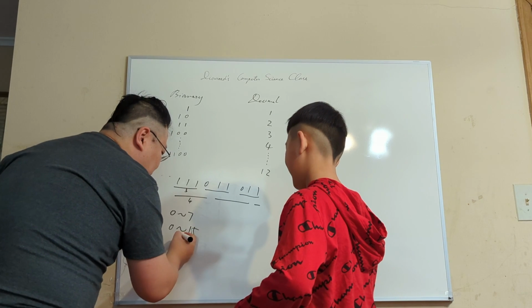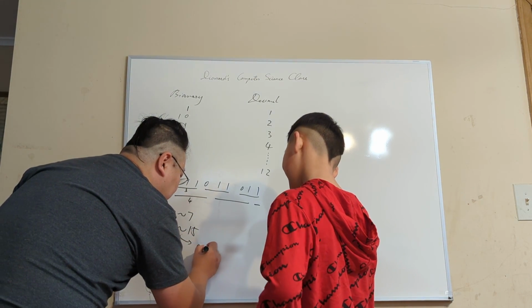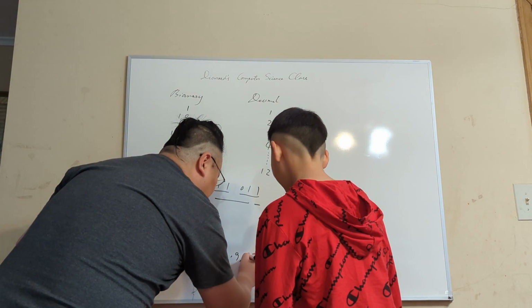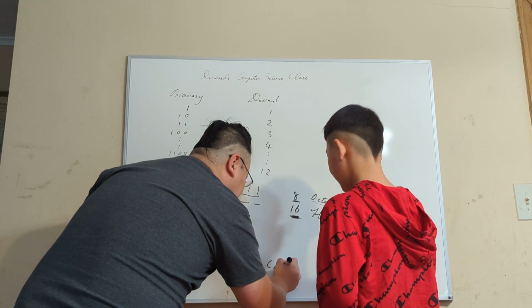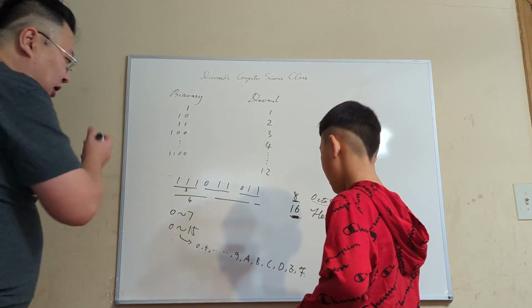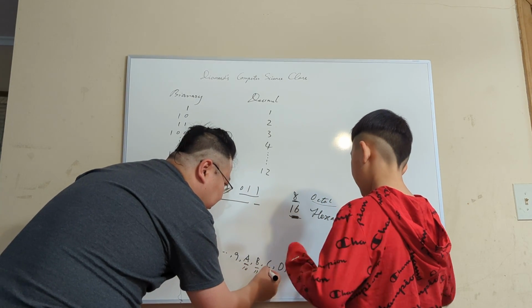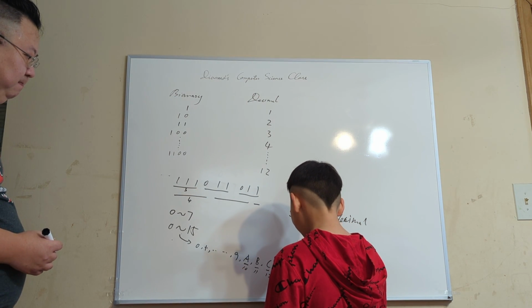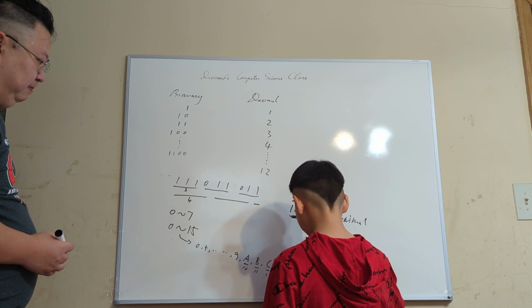Yeah. So for this one, in fact it's 0, 1, 2, 3, 4 to 9. Then capital A, B, C, D, E, and F. So what does this mean? A means 10. B means 11. C means 12. Can you finish the rest? 13, 14, 15.